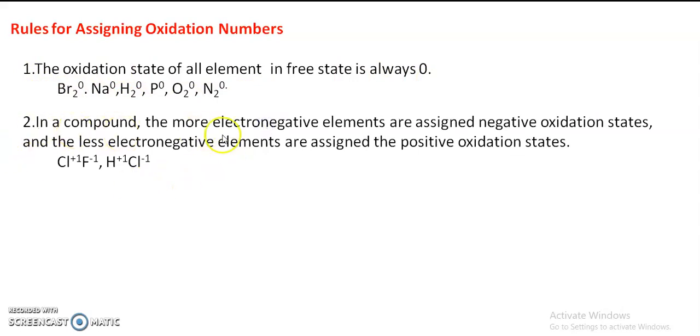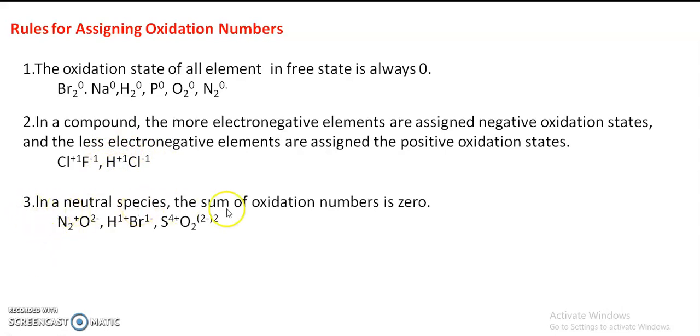Second rule, in a compound, the more electronegative elements are assigned negative oxidation state and less electronegative elements are assigned the positive oxidation state. Here fluorine is more electronegative than chlorine, and in HCl chlorine is more electronegative than hydrogen. So the more electronegative atom is assigned the negative oxidation state and the less electronegative element has positive oxidation state.